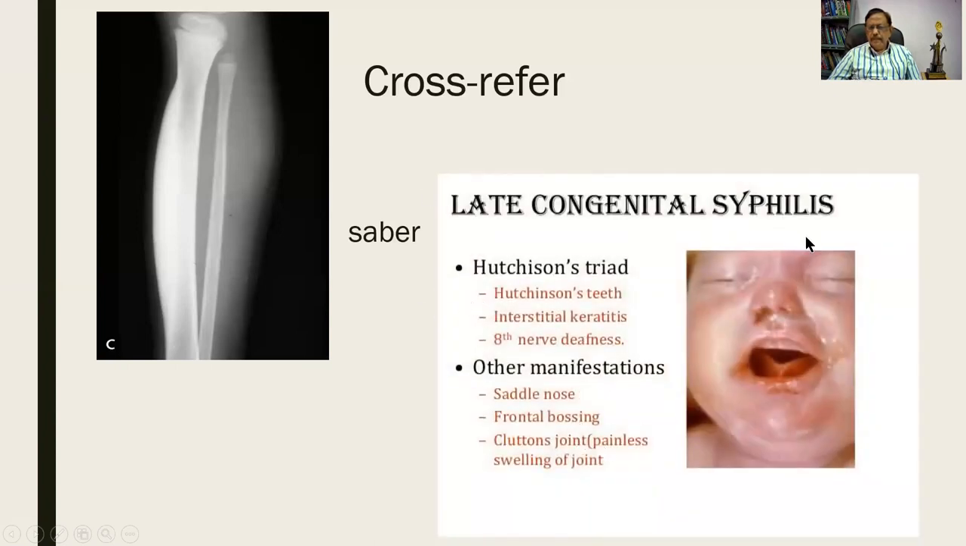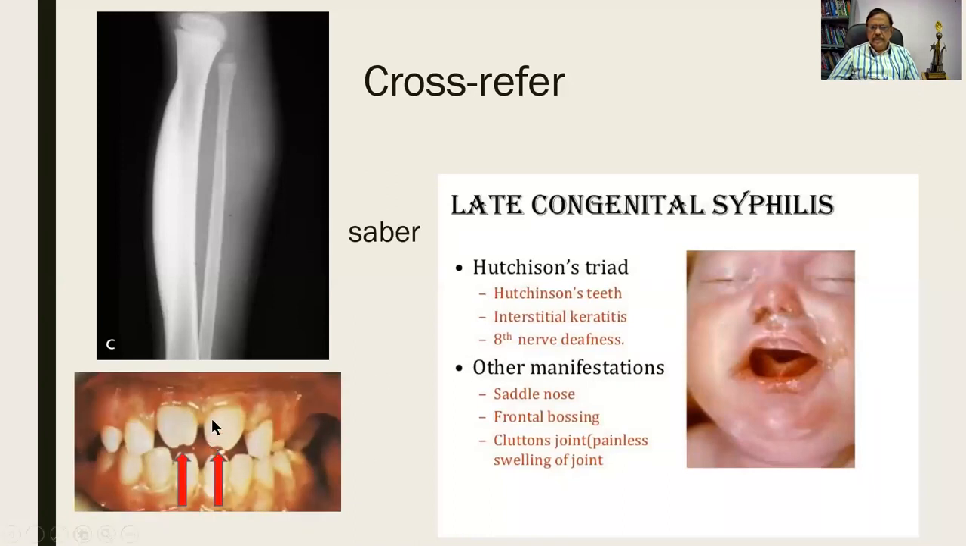I have given this picture pertinently for the sake of completion because congenital syphilis is a question for you, in which we can have Hutchinson's teeth, or there can be interstitial keratitis in the eye, eighth nerve deafness. These three together form the Hutchinson's triad. There is a saddle nose deformity because of the collapse of the bone. Frontal bossing can be there, and there can be painless swellings of the joints called Clutton's joints. These are some of the findings of congenital syphilis, which itself is a separate question for you people.